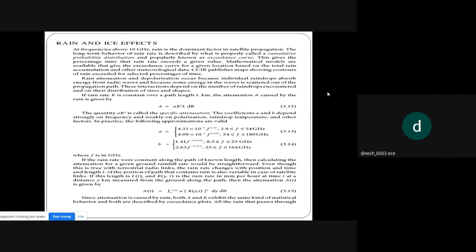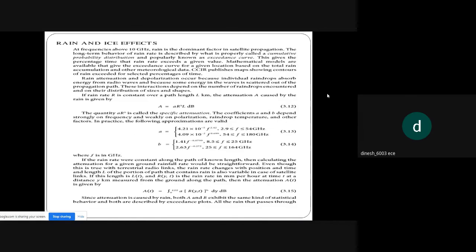Next is the rain and ice effects. At frequencies above 10 gigahertz, rain is the dominant factor in satellite propagation. The long-term behavior of rain rate is described by a property called the cumulative probability distribution, known as the exceedance curve. We'll see that exceedance curve also. This exceedance curve gives us the percentage of time that the rain rate exceeds a given value.